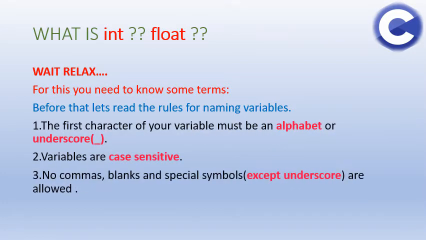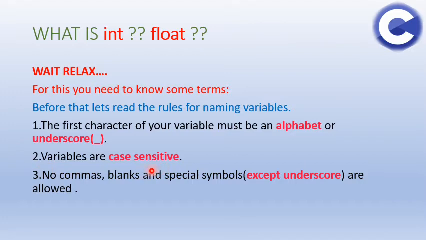In the previous slide, we saw a and b are variables, but here are some rules to assign a variable name. If you do not follow these rules, you will get a wrong variable name which will show an error in your code. So there are three rules in total. First rule is the first character of your variable must be an alphabet or underscore. That is, in the first character of a variable, no special characters and no numerical digits are allowed.